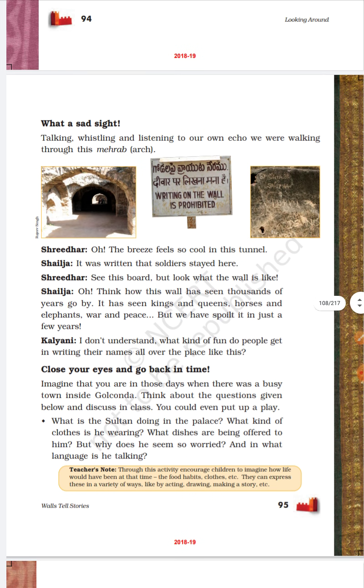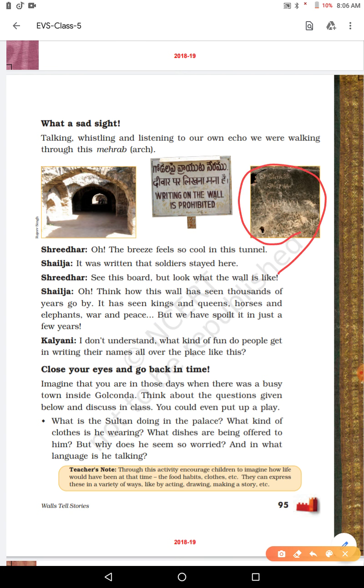This is the mehrab. But some walls and some sides have been destroyed by people. They wrote their names, they used spray color, right? You can see how they spoil it. I don't understand what kind of fun people get in writing their names all over places like this. So we have to be very careful. We have to take good care of these historical monuments because these are our past, and the past is very important for the present and future.